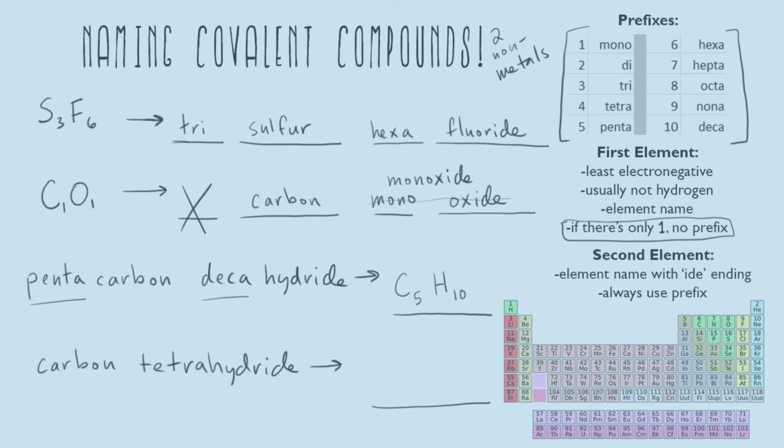All right, and then we have our last example here, carbon tetrahydride. This is an example of something else: because there's no prefix right here, it must mean that that's actually just 1, because that's the only reason we wouldn't have a prefix. So we're just going to have carbon that has 1, and then tetrahydride, tetra is 4, so we're going to have H and 4.